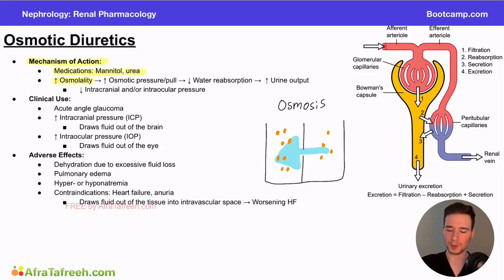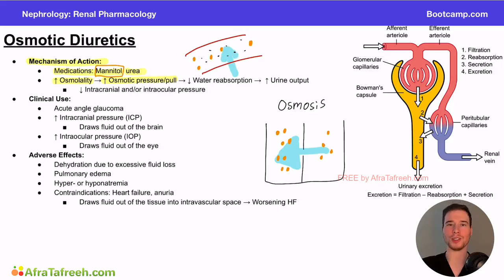So if we increase the osmolality, what's that going to do to our oncotic pressure? Well, it's going to increase our osmotic or oncotic pressure and pull more fluid out. If we think about this from the vascular system, let's say we have a bunch of particles in our bloodstream, and then we add something like mannitol, which I'll draw with orange dots. This is going to increase our oncotic pressure. It's going to cause more fluid to be pulled into the vascular system.